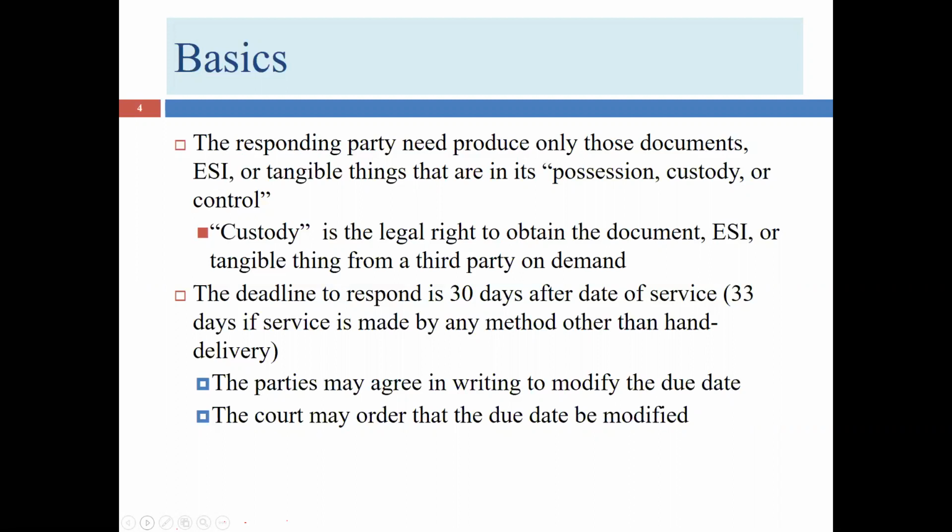The deadline is the same for requests for production as it is for interrogatories. It's 30 days from the date of service, or 33 days if they were mailed. Obviously, the parties can agree to a different timeline, and the party can approach the court if a different date is requested.